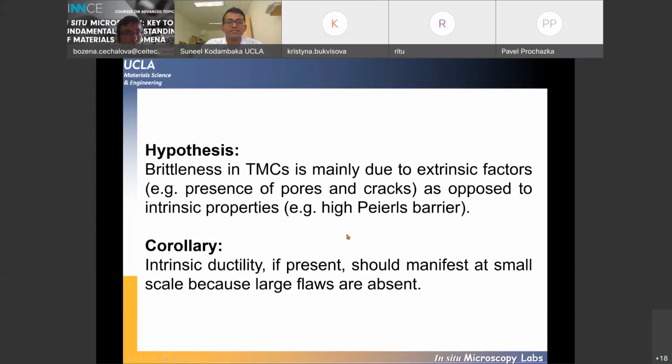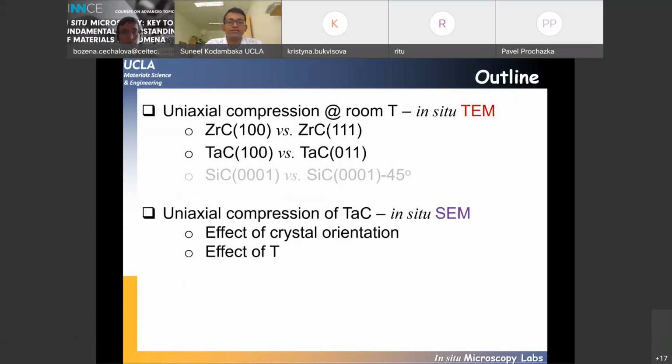If that's the case, if we were to make really pristine crystals, then we should be able to observe plastic deformation in them. To do that, we started out with bulk single crystals, made them into smaller crystals, and tried to do compression tests. I'm going to present an overview of the type of measurements we did with the compression of single crystals of zirconium carbide and tantalum carbide, both in the TEM and in the SEM, of different orientations, and in the SEM also at different temperatures.